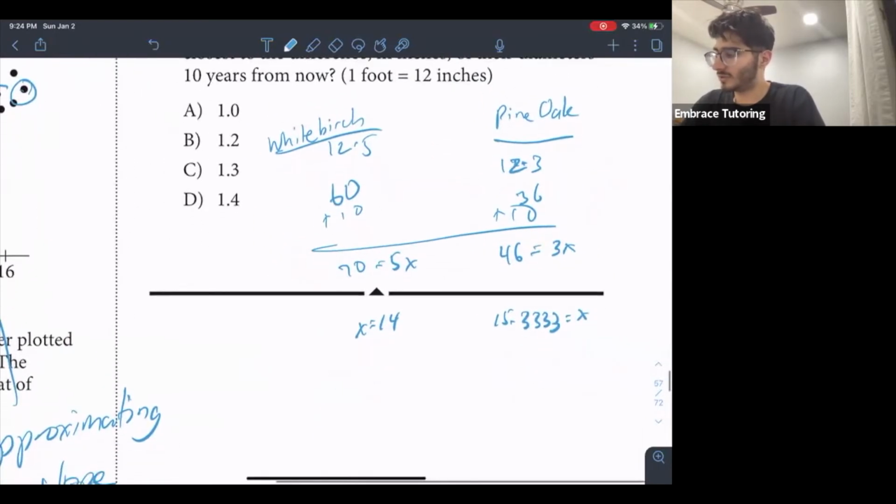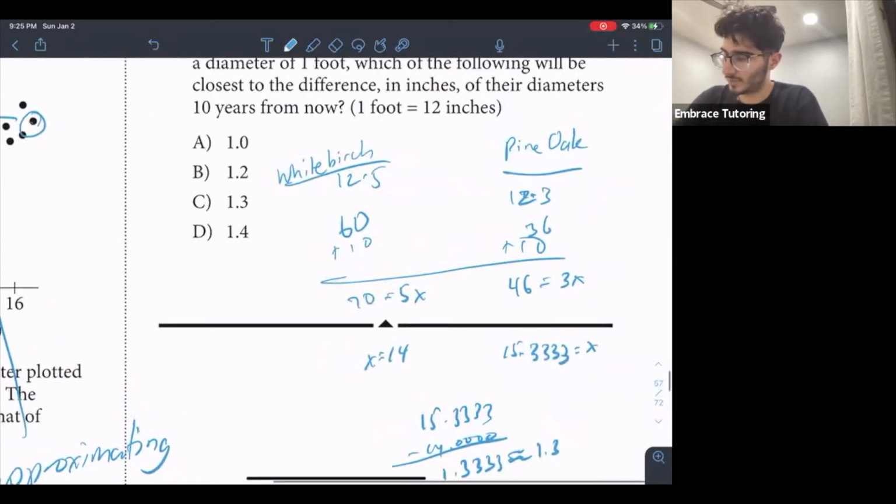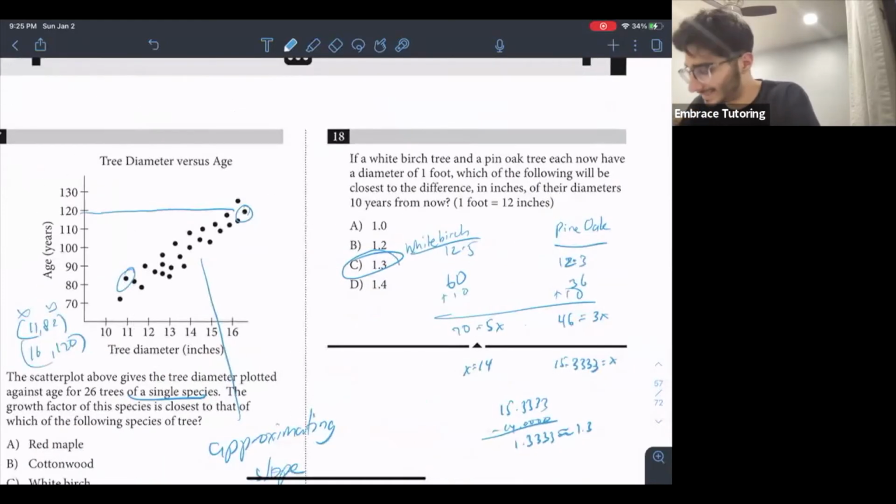And you take the difference between the two: 15.3333 minus 14.0000. You get 1.3333, which is around 1.33. I'll just say 1.3, which is choice C. So that's how you do question 18.